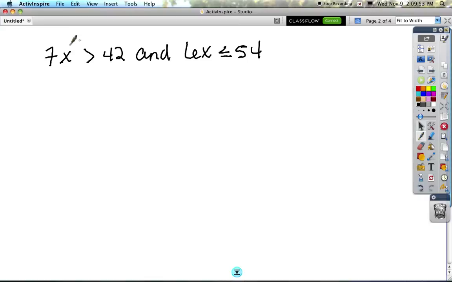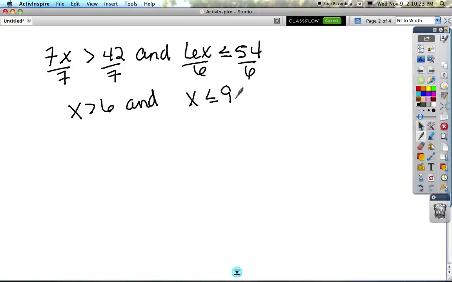So how would I solve for x? What does it say, Alex? It says 6. That's what I'm on. Now, how would I get the x by itself over here with the 7x greater than 42? Divide by 7. Now, I'm not dividing by a negative, so there's no need to flip the inequality. Okay? What would I do here? Divide by 6.